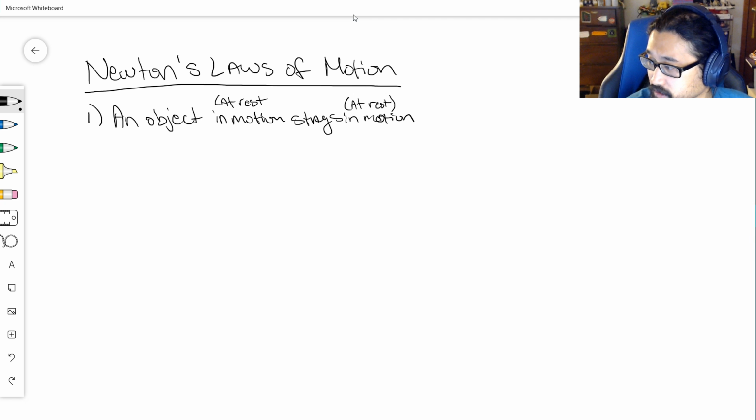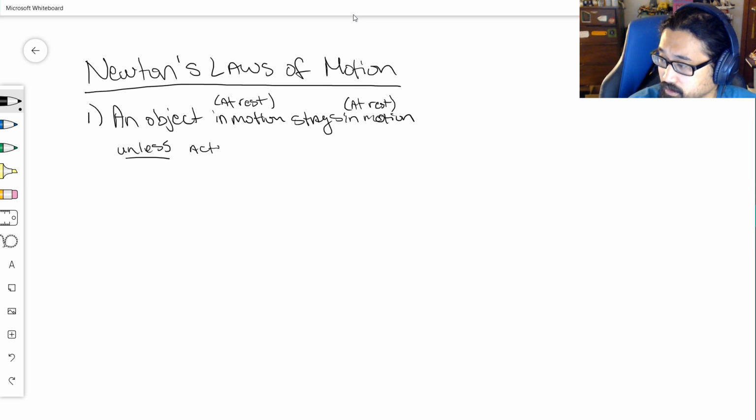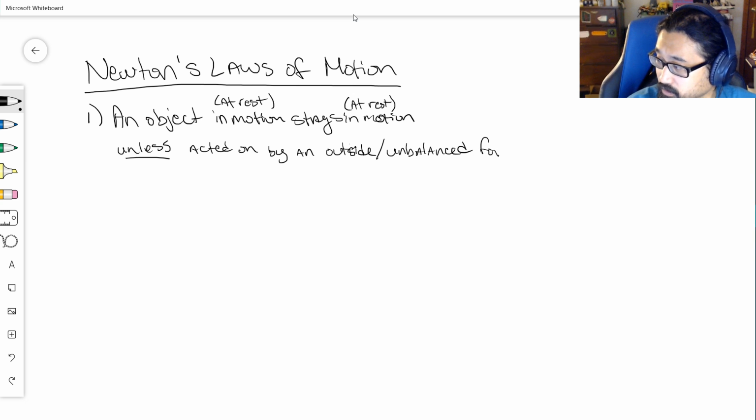So it could be either of those, right? An object in motion stays in motion. An object at rest stays at rest, unless acted on by an outside or unbalanced force.